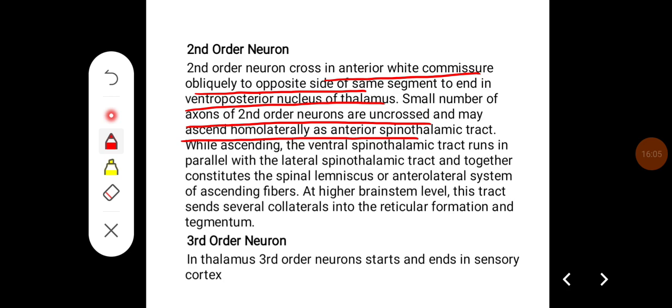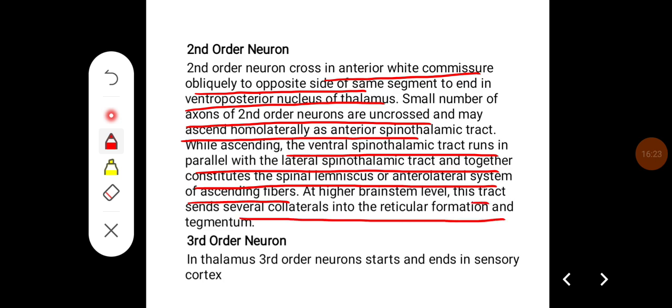anterior spinothalamic tract. While ascending, the ventral spinothalamic tract runs parallel with the lateral spinothalamic tract, and together they constitute the spinal lemniscus or anterolateral system of ascending fibers. At higher brainstem levels, this tract sends several collaterals to the reticular formation and tegmentum. Then the third order neurons begin from the thalamus and end in the sensory cortex.